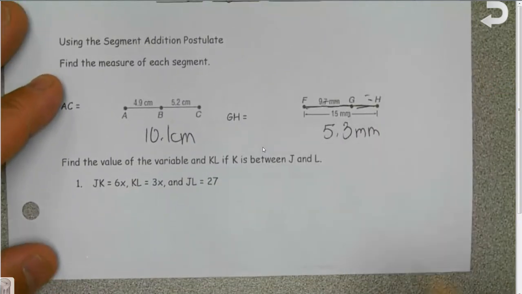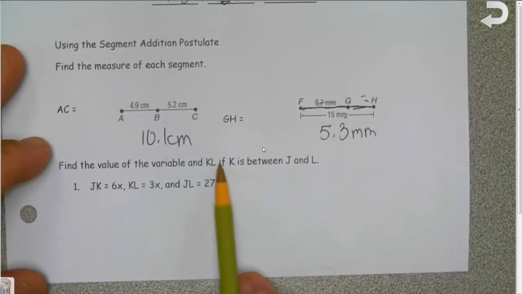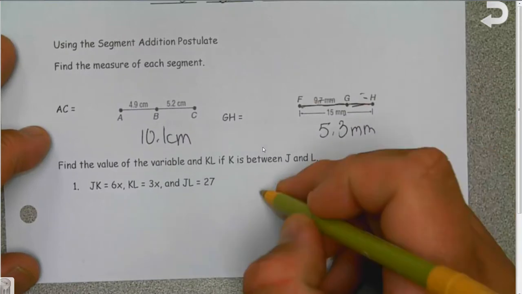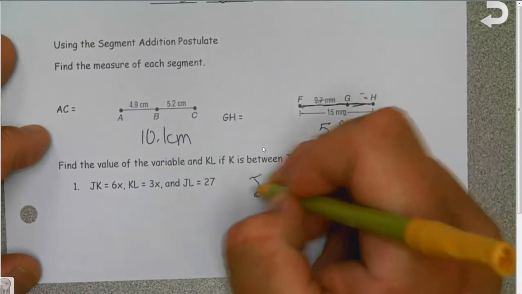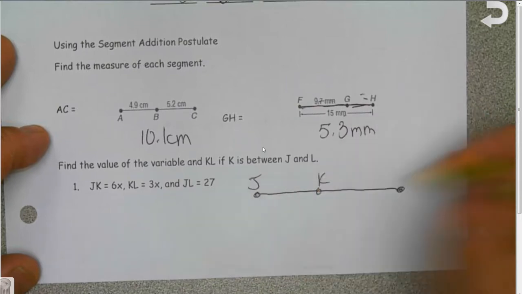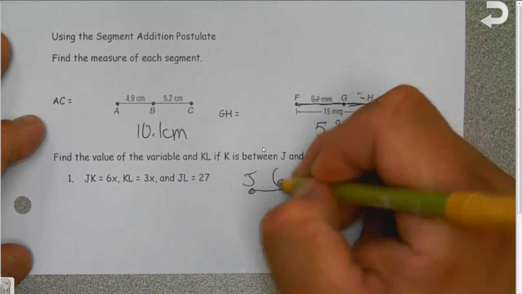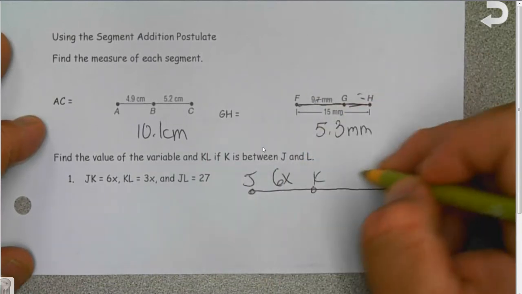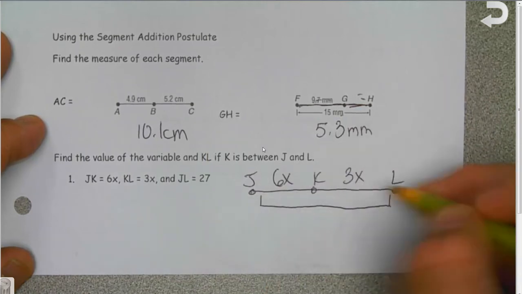Okay. Where this gets tricky, and this is the only time geometry gets tricky, is they throw algebra into it. It says, find the value of the variable in KL if K is between J and L. So we're going to draw a picture. J, K, L. It says JK is 6x, KL is 3x. And then it says the whole thing is 27.